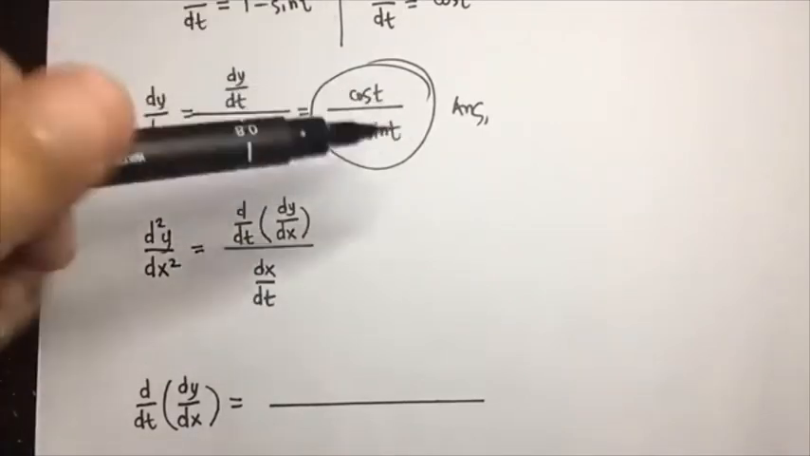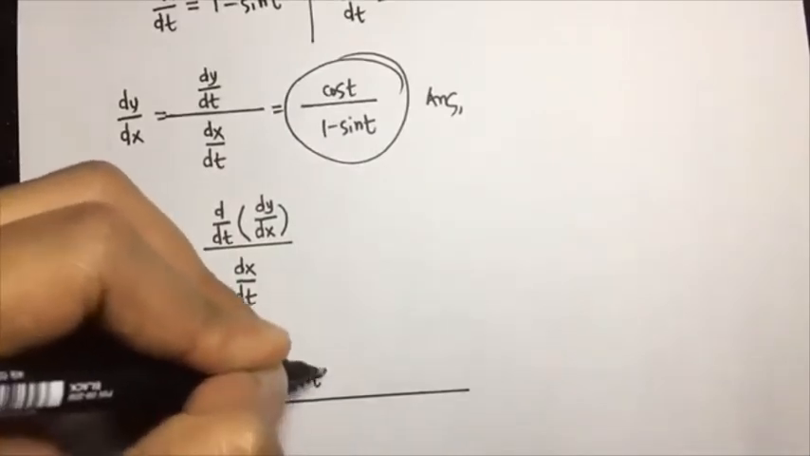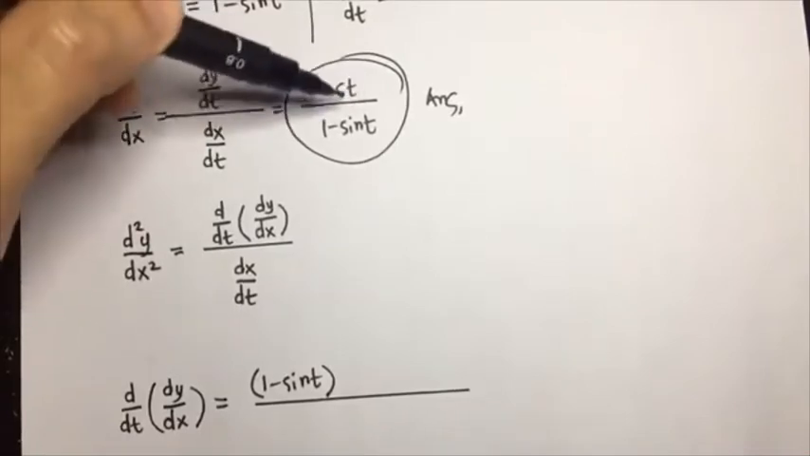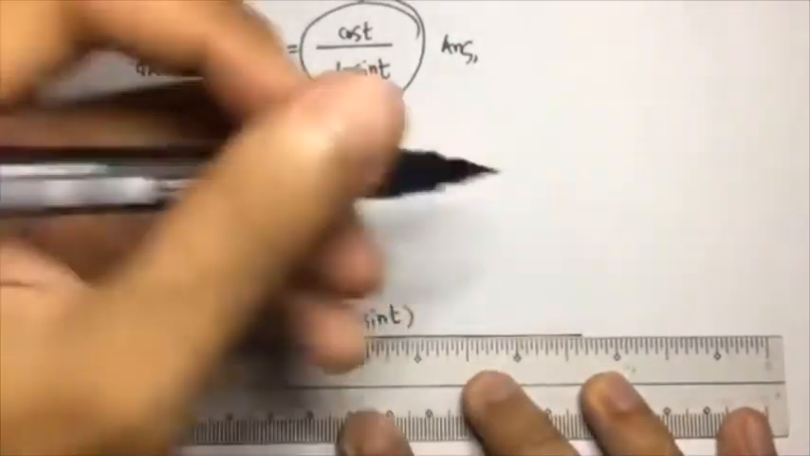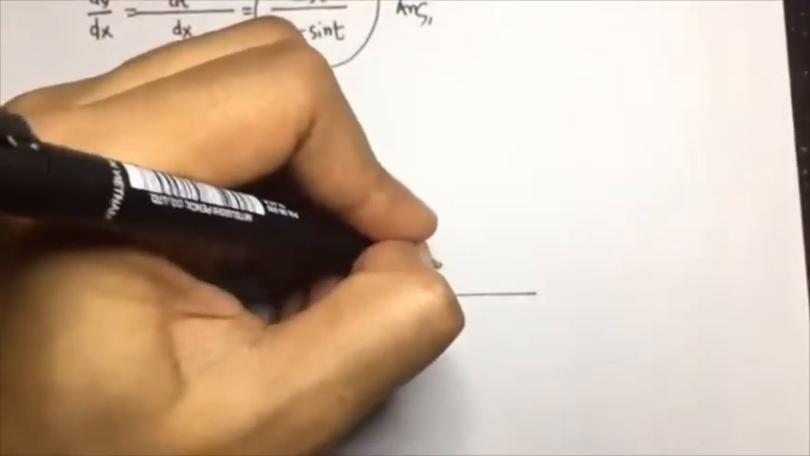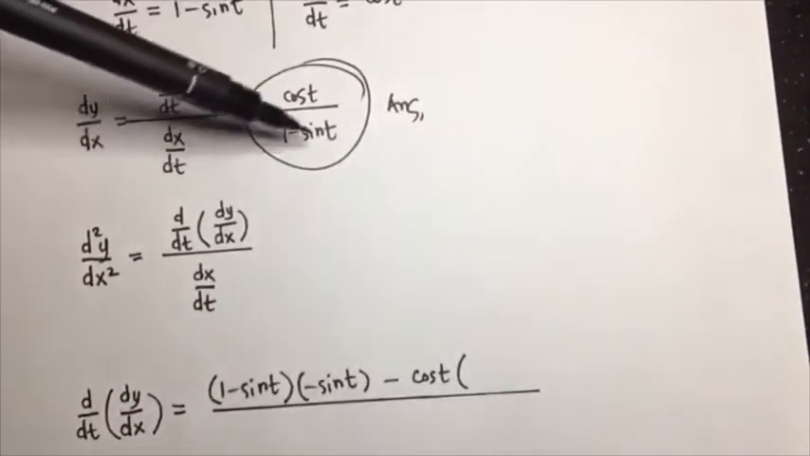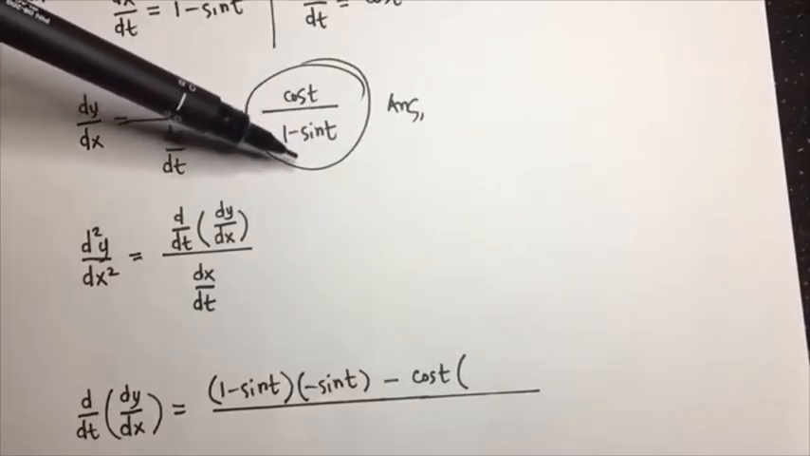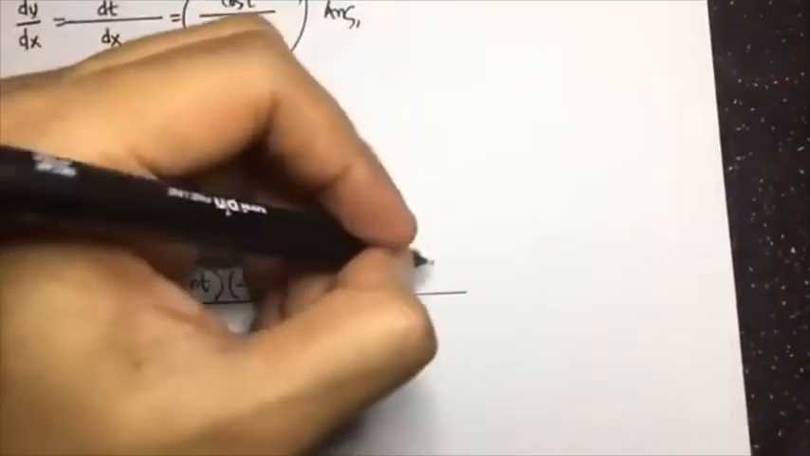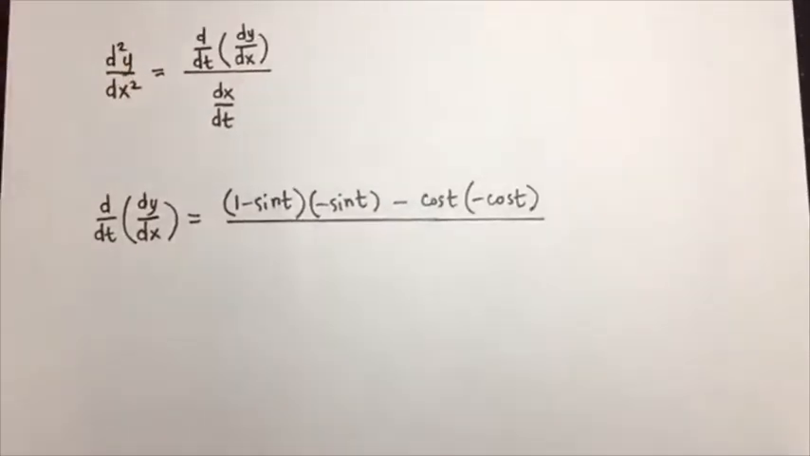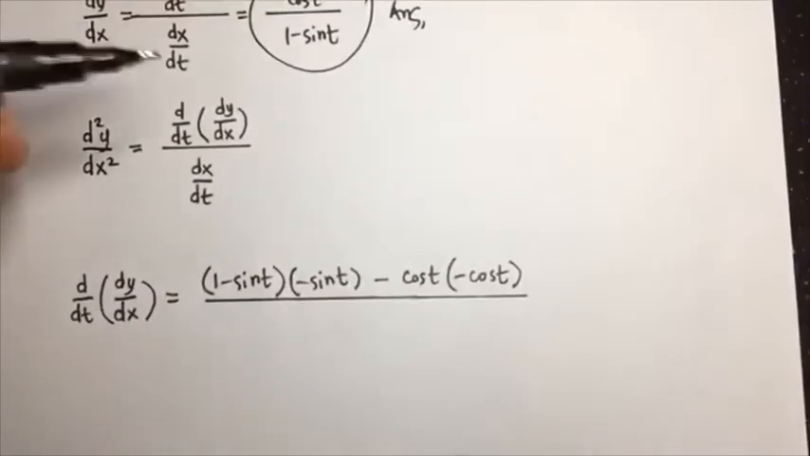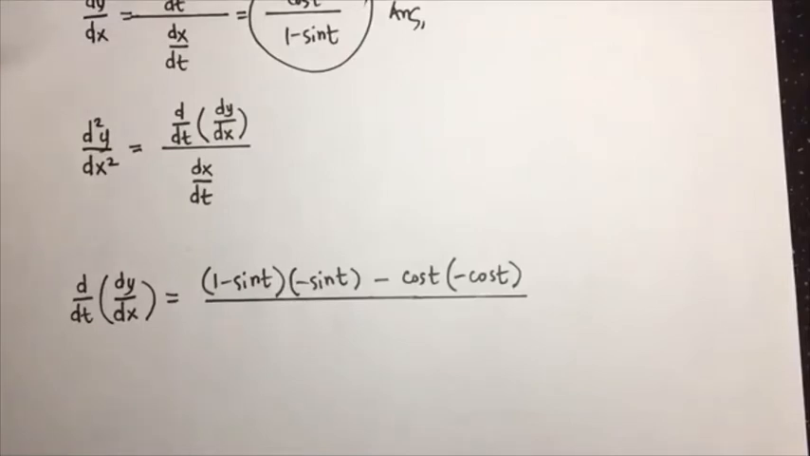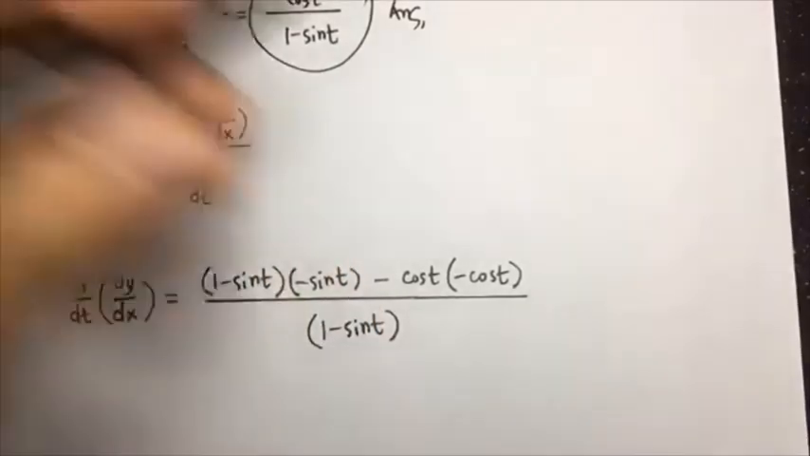Divided by denominator squared. So writing first the denominator, we have 1 minus sine of t multiplied by the derivative of the numerator. The derivative of cosine of t is negative sine of t, minus, copy the numerator, cosine of t, multiplied by the derivative of the denominator. The derivative of 1 minus sine t is 0 minus cosine of t, so negative cosine of t. All divided by the denominator squared, so 1 minus sine of t squared.